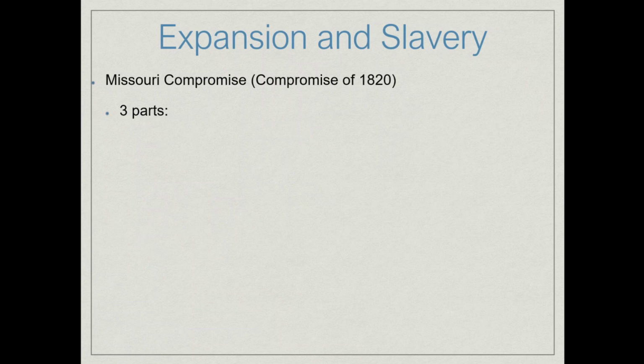So what happened was there was a congressman named Talmadge that tried to pass a law that would have said that the slaves in Missouri would get gradual emancipation. This made the Southerners upset, so they demand that Missouri becomes a slave state. The North does not want Missouri to become a slave state because then there would be more slave states than free states. So Henry Clay, the great compromiser, is going to create a three-part compromise.